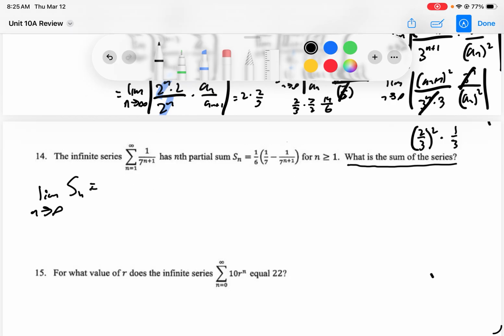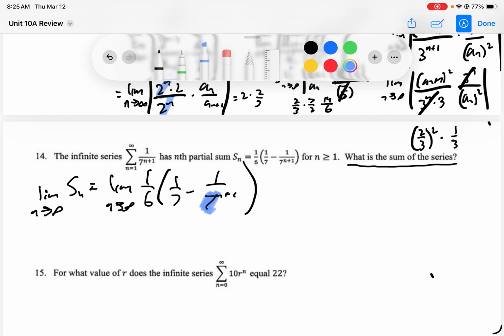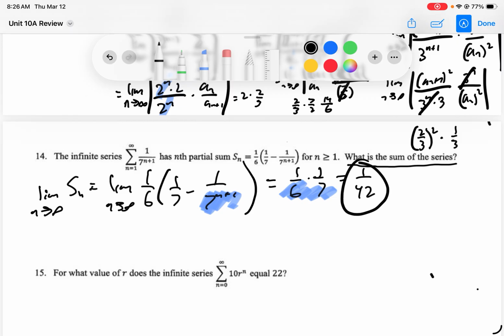This would be equal to the limit of this, 1/7 minus 1/7 to the n. As n approaches infinity, that term on the bottom grows huge, so it blows up. So it's 1 divided by a huge number, which is basically 0. So this would be equal to the limit of 1/6 times 1/7. Look at that. Keeps happening. You're watching this video, hope that makes you happy. Some of y'all rolling your eyes. So the answer is 1/42.